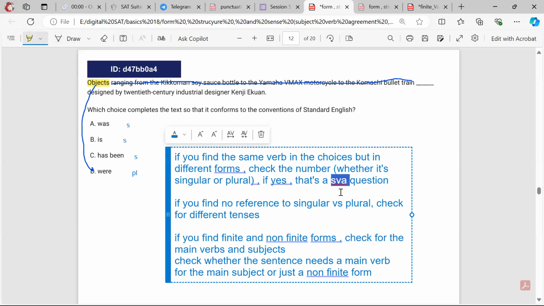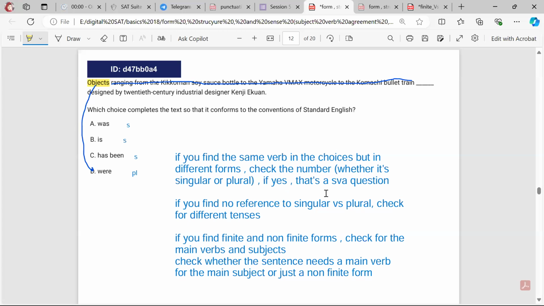subject-verb agreement. SVA, that's subject-verb agreement, okay? And how to know? Through the plural and singular forms. But if you find no reference to singular and plural, check for different tenses. And you will check for what? You will check the main verbs and the keywords for different tenses.